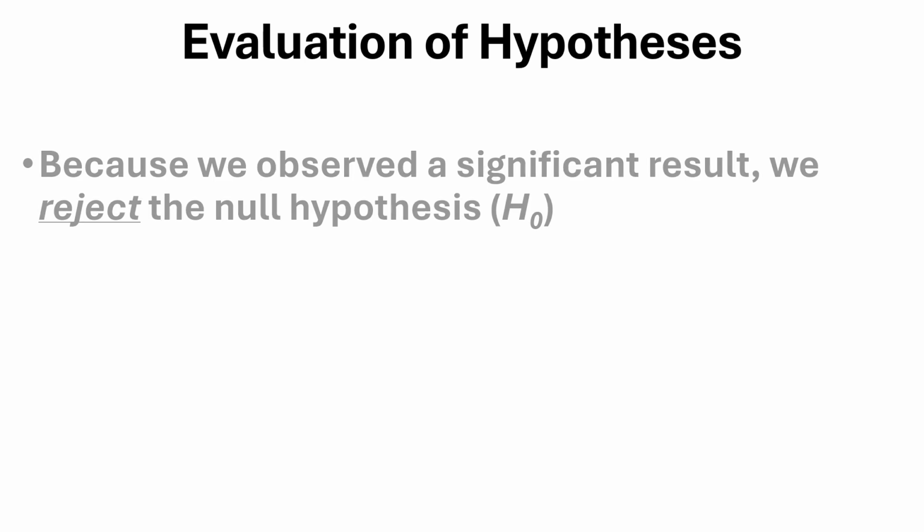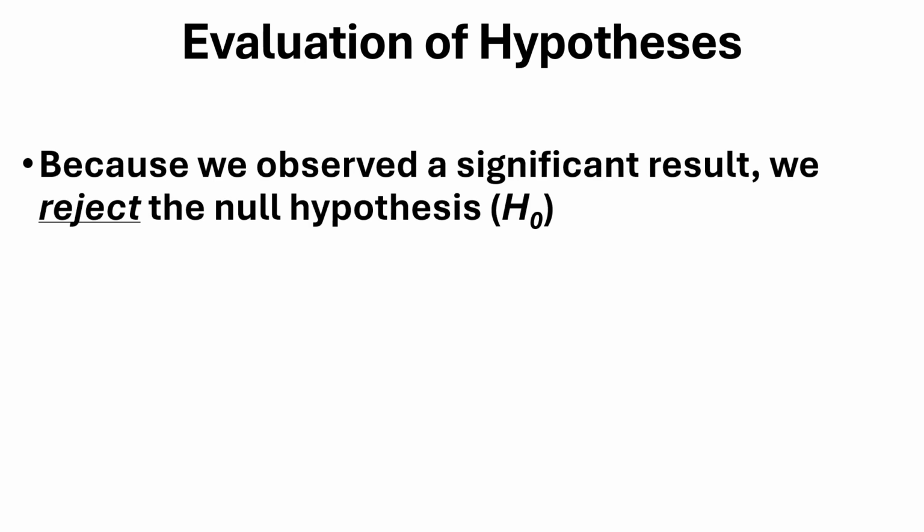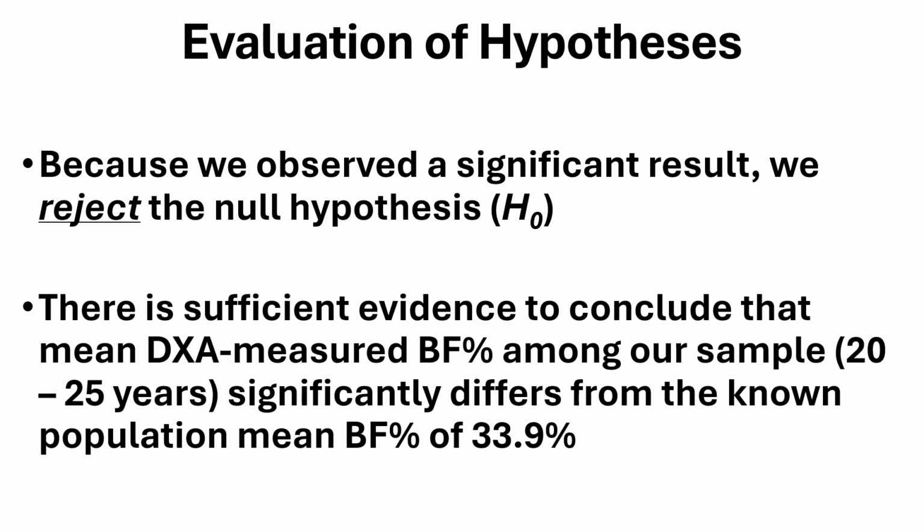Moving on to the final evaluation of our hypotheses. Because we observed a significant p-value for the one-sample t-test, less than 0.05, associated with our mean body fat percentage value that was nearly 7% lower than the known population mean body fat percentage of 33.9%, we reject the null hypothesis. We would then state that there is sufficient evidence to conclude that mean DEXA measured body fat percentage among our sample of 20 to 25-year-olds significantly differs from the known population mean body fat percentage of 33.9%.